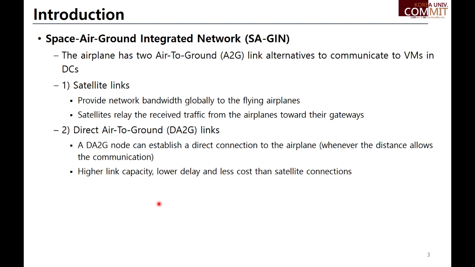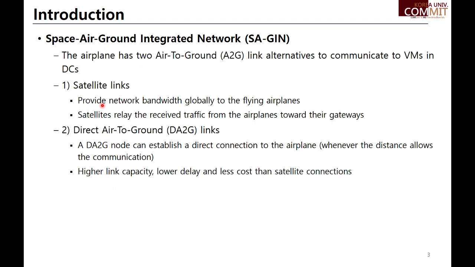And here is the space air ground integrated network. The airplane has two air-to-ground link alternatives to communicate to VMs in data centers. First alternative is satellite links. It provides network bandwidth globally to the flying airplanes. And satellites relay the received traffic from the airplanes toward their gateways.